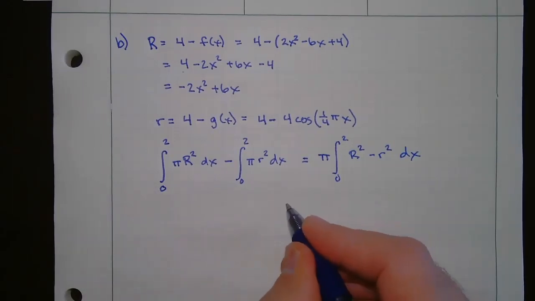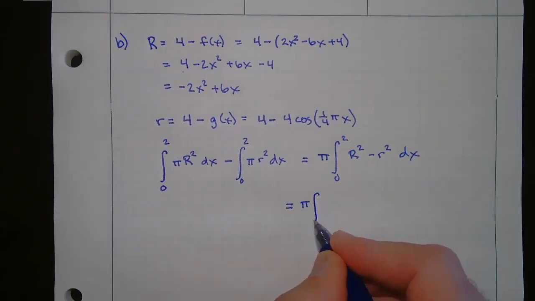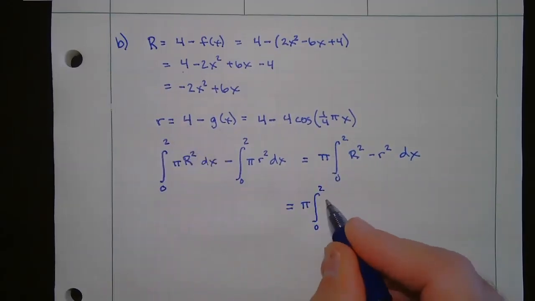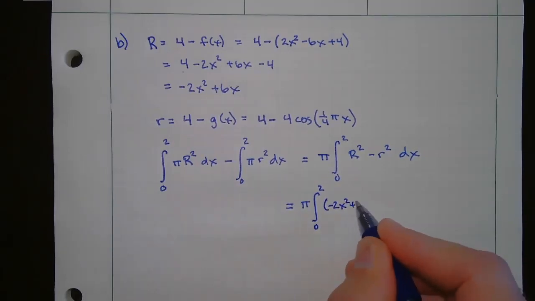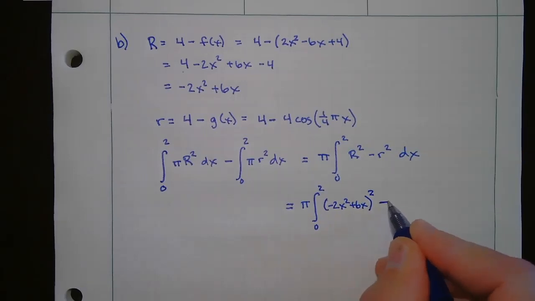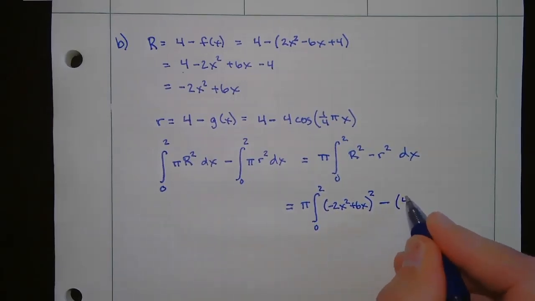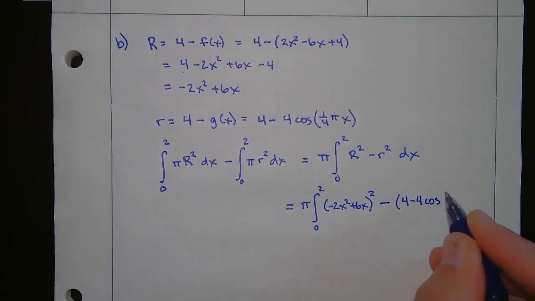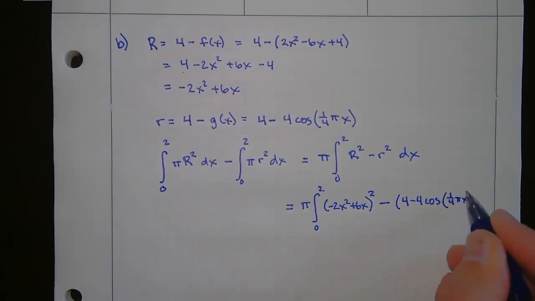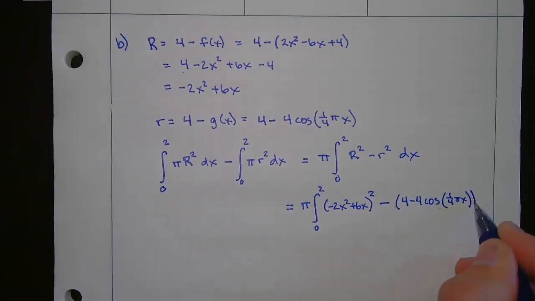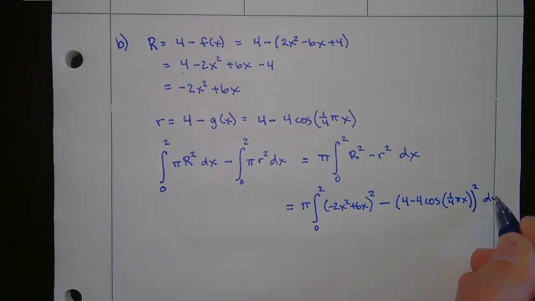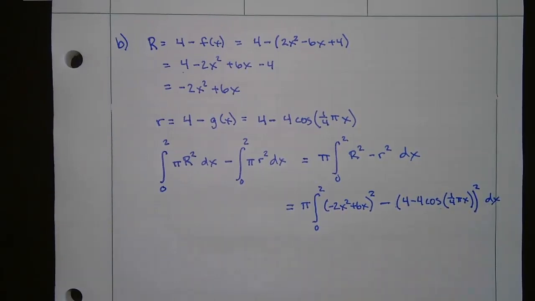So this would be equal to pi, the integral from 0 to 2, our big R, which is negative 2x squared plus 6x, squared, minus our little r, which is 4 minus 4 cosine of 1/4 pi x, close the parenthesis for the cosine, and then close the parenthesis for the little r, and we need to square that, and then dx, right? Okay, and that's it. We're done. You don't need to clean up or anything. That would give you the volume of this solid that's generated by rotating R around the line y equals 4. All right, that's it for part B.